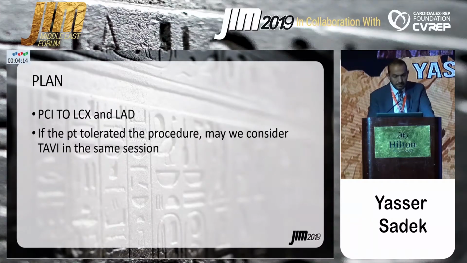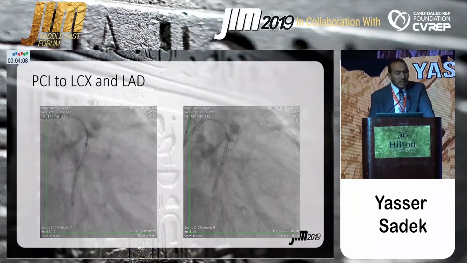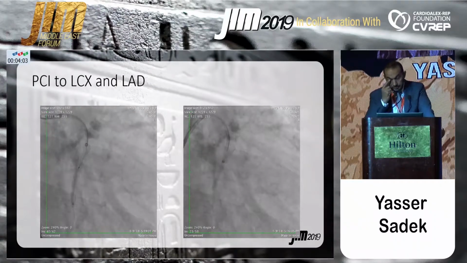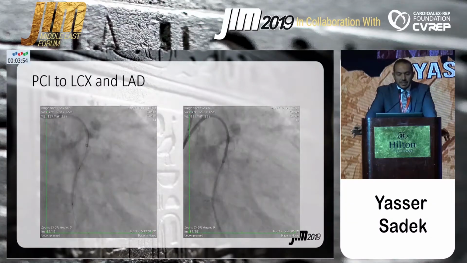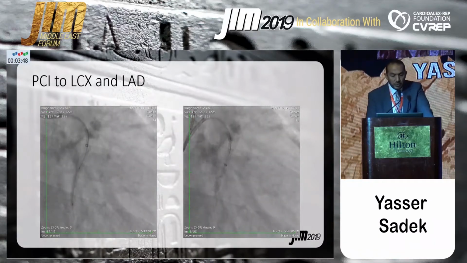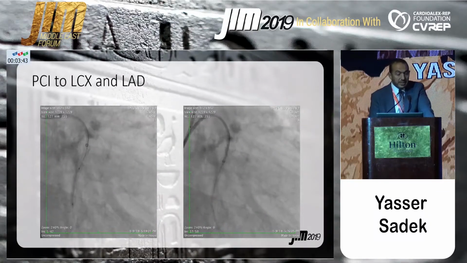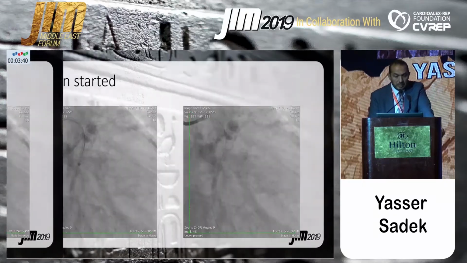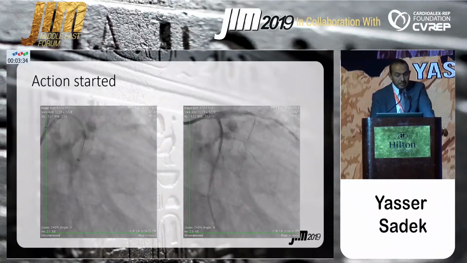This is our team, and this is our plan: first PCI to the LCX. At that time there was no time to bring rotablation, and we thought that this calcium should be treated with special balloons, cutting balloons or something like that, but unfortunately these were undilatable lesions. This is the first surprise. Multiple balloon inflations, but we got this.